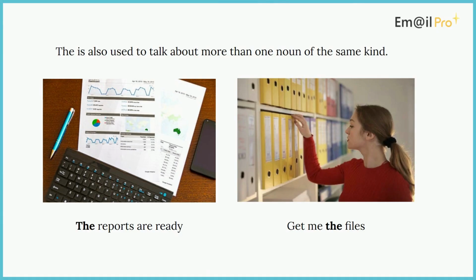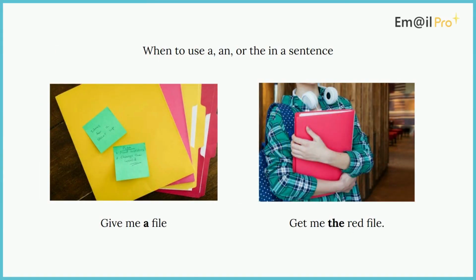The is also used to talk about more than one noun of the same kind. For example, the reports are ready or get me the files. This sentence means the manager is asking for all the files. Let us look at the difference between using a, an and the. Give me a file means the manager is asking for any file. Get me the red file means that the manager is asking for a particular file which is red in color.